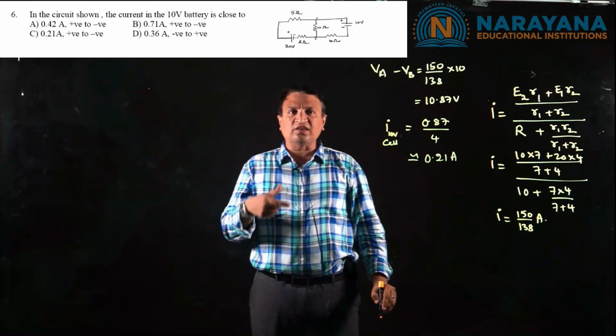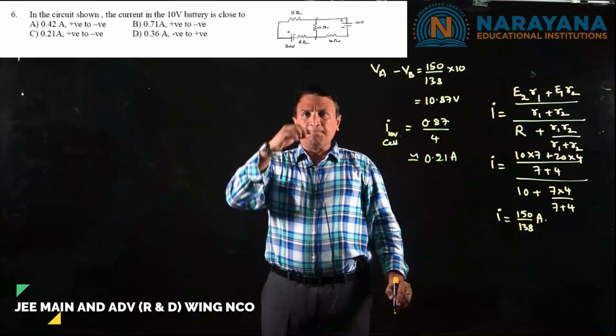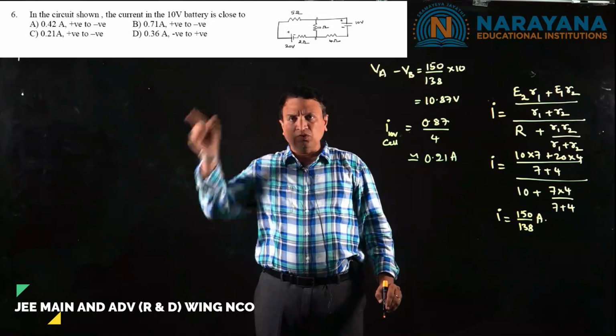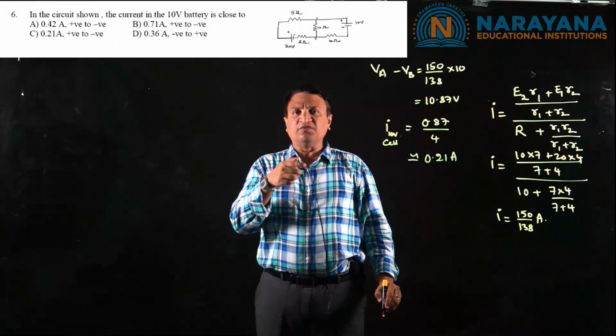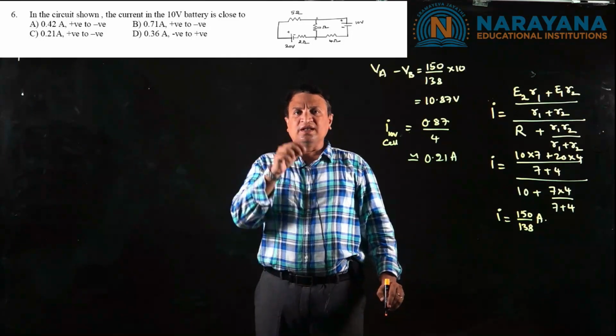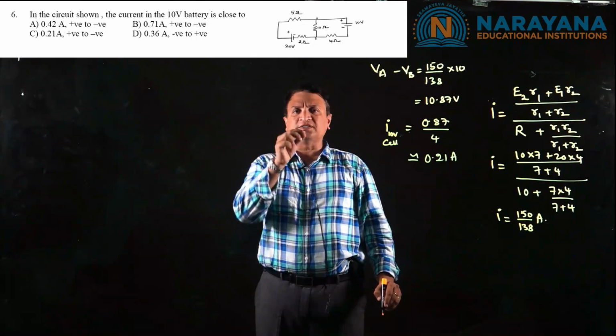In the external circuit, the current flows from the battery's positive to the negative terminal. Within the cell, it goes from the negative terminal to the positive terminal.